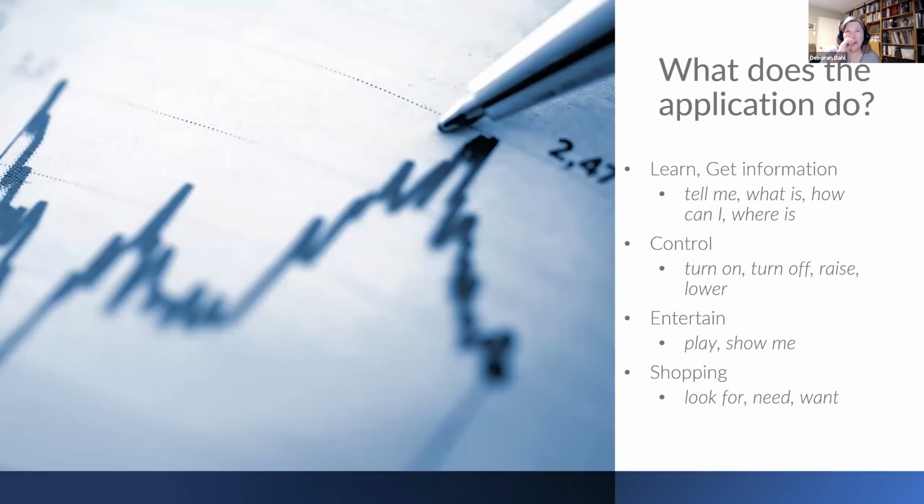So what does the application do? How does that help? We have different categories of applications. We have applications that help you learn. We have applications to help you control things. There are entertaining applications and shopping. There are all different purposes of applications. But if you, for example, are doing a smart home application where you control things, you're going to have a lot of potential intents like turning on and turning off, raising, lowering the blinds, or raising the temperature. So those will give you some good ideas for what kind of intents there might be in your application.